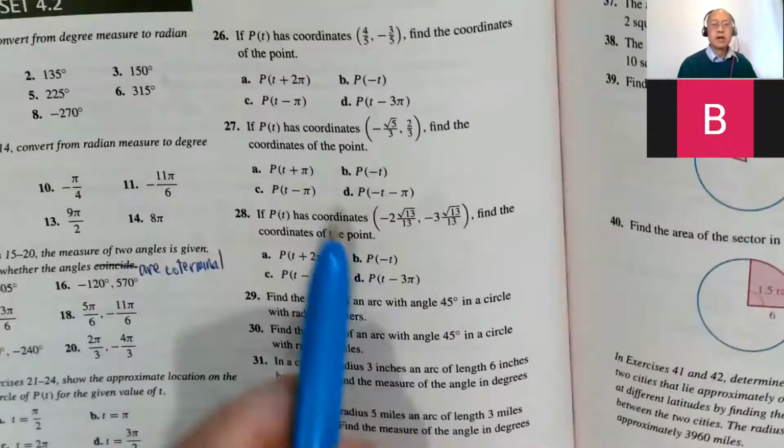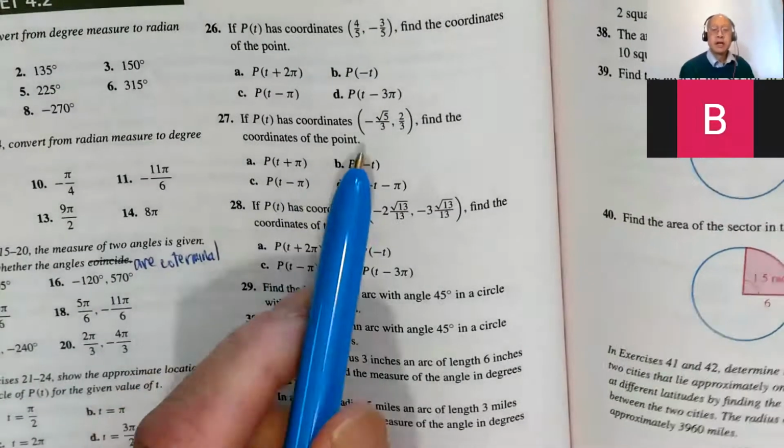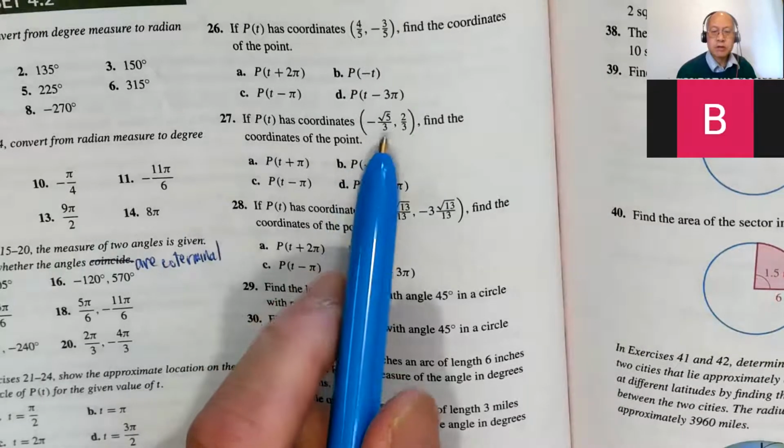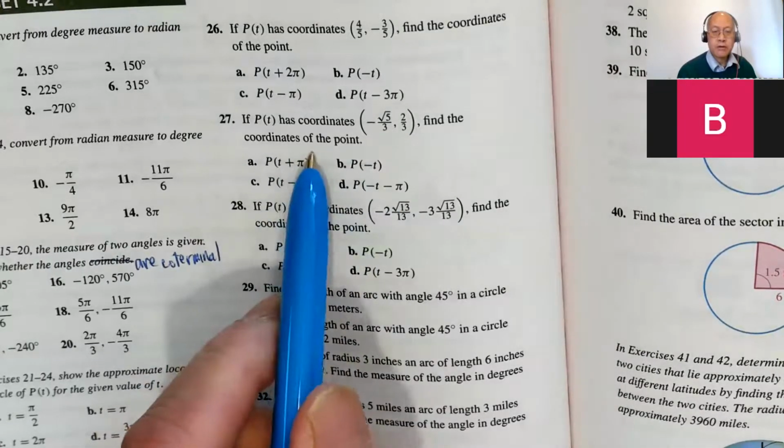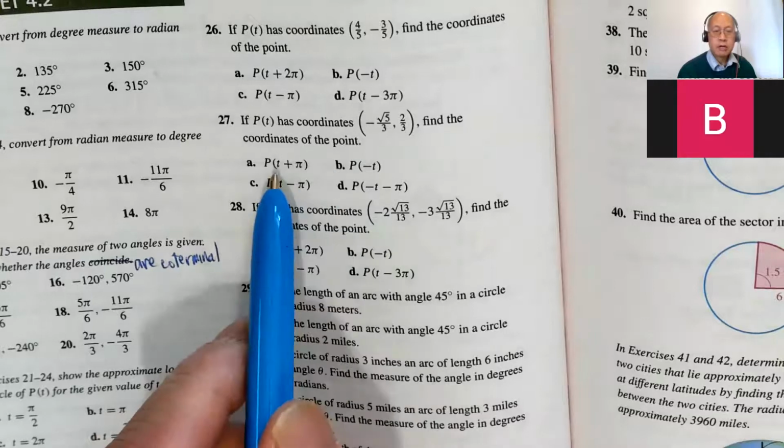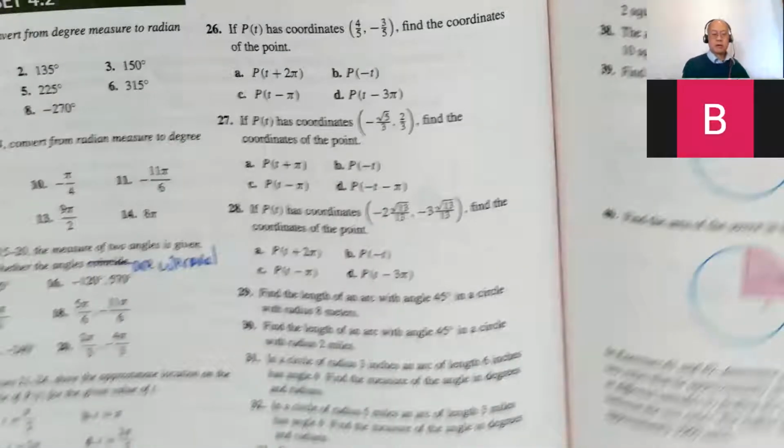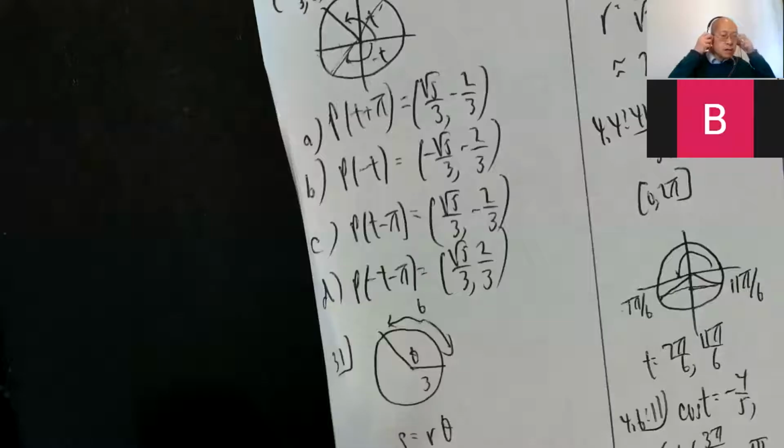Page 200. If P of T has coordinates negative radical 5/3, 2/3, find the coordinates of the point T plus pi. So how do I do that?